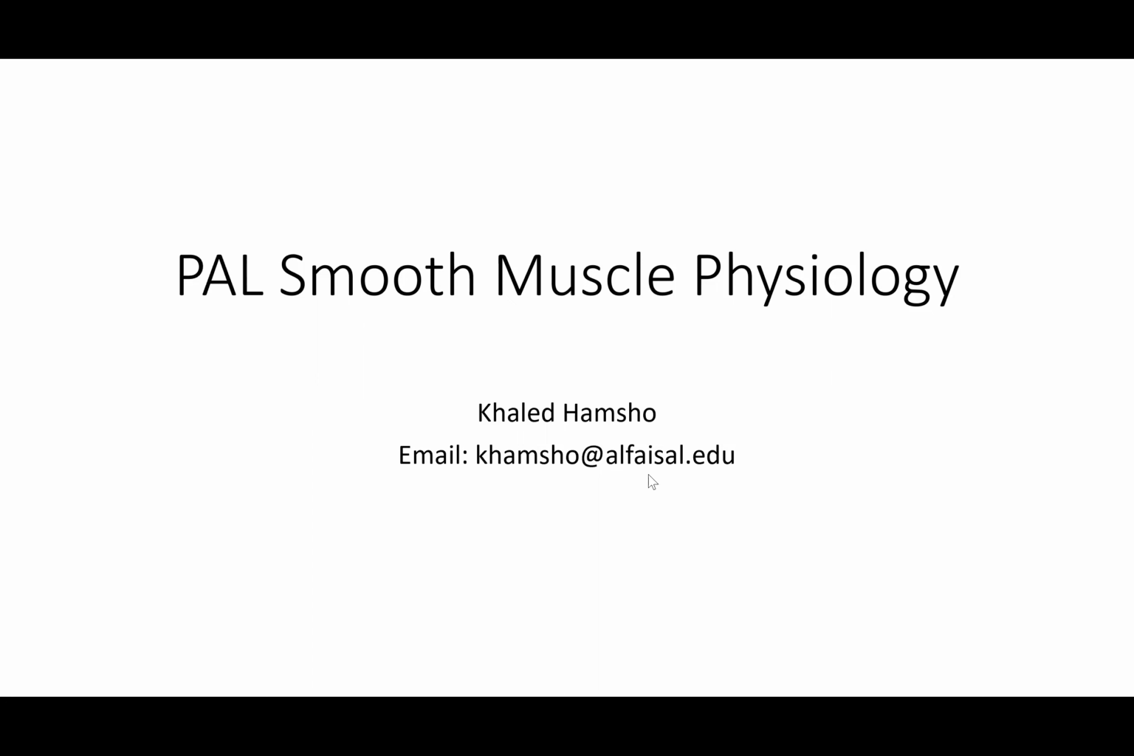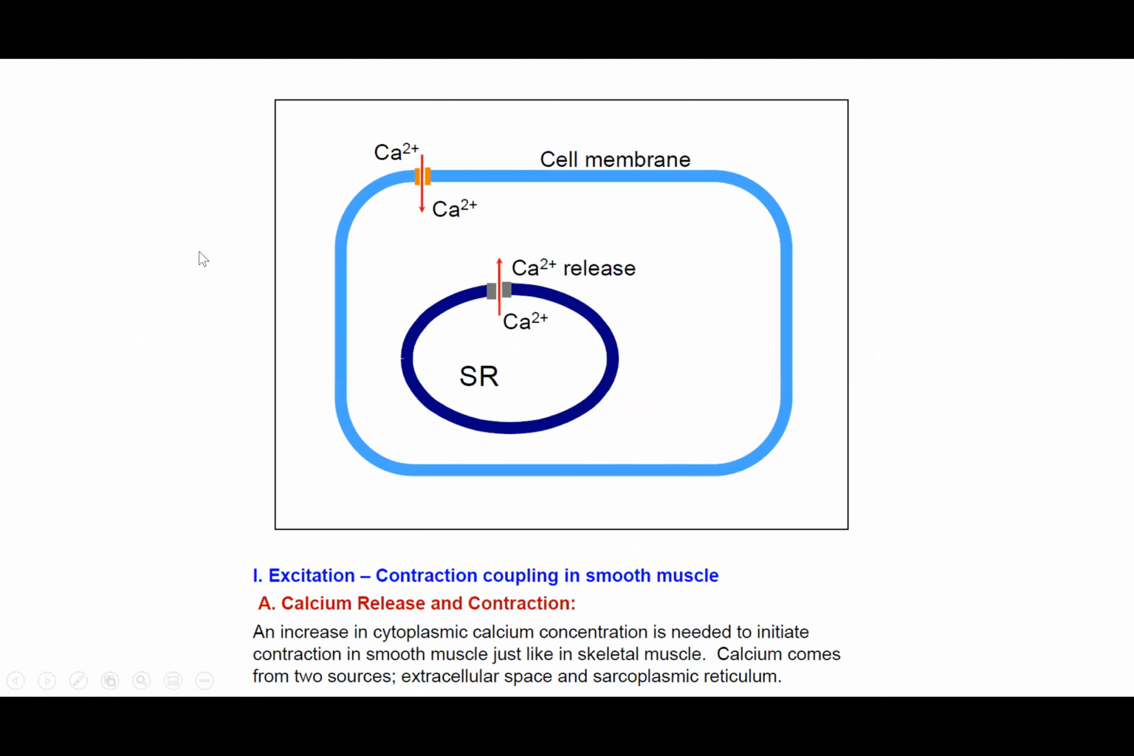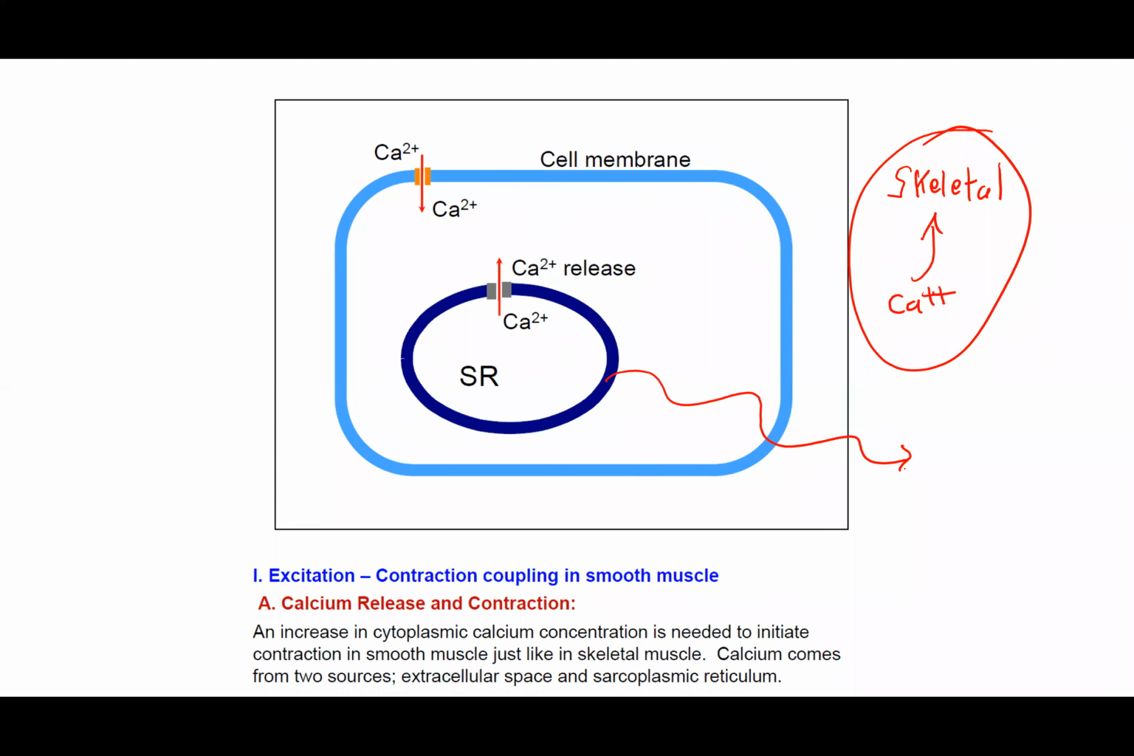So today's PAL session is about smooth muscle physiology. So let's just get started right away. First off, in the lecture, it discussed the sources of calcium leading to smooth muscle contraction. Before we do that, I would just want to revise a quick concept. Remember that skeletal muscle contraction requires calcium for it to occur. If you remember, you need calcium from the sarcoplasmic reticulum for it to work. That's very important for us to start with.